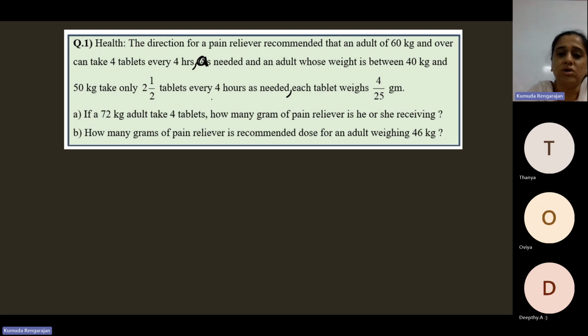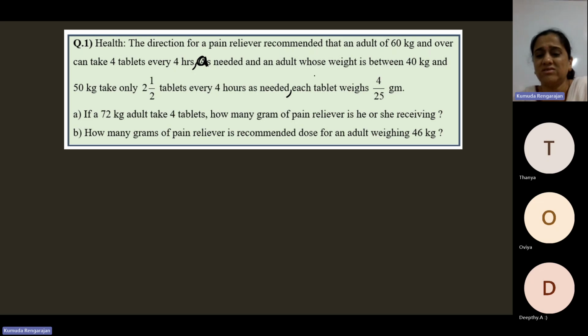But if an adult weighs between 40 and 50 kgs, he or she can take only 2.5 tablets every 4 hours. And the weight of each tablet is given to you, 4 by 25 grams. Now the questions are, the first one: if a 72 kg adult takes 4 tablets, how many grams of pain reliever is he or she receiving?